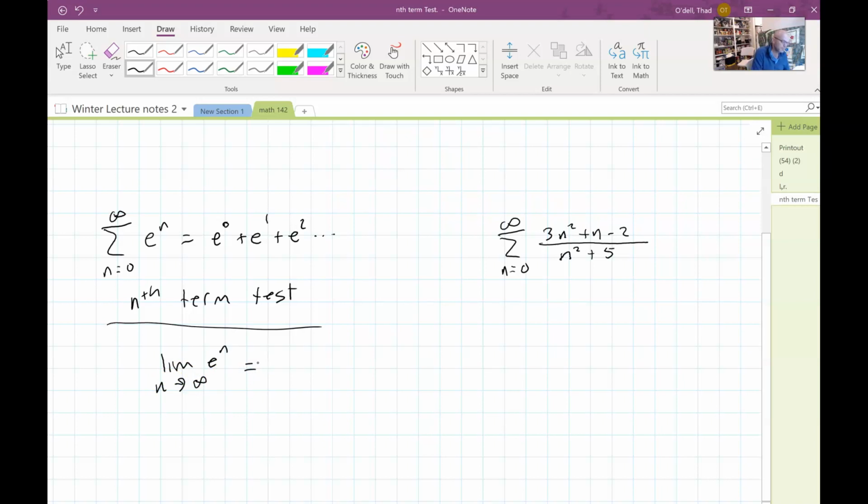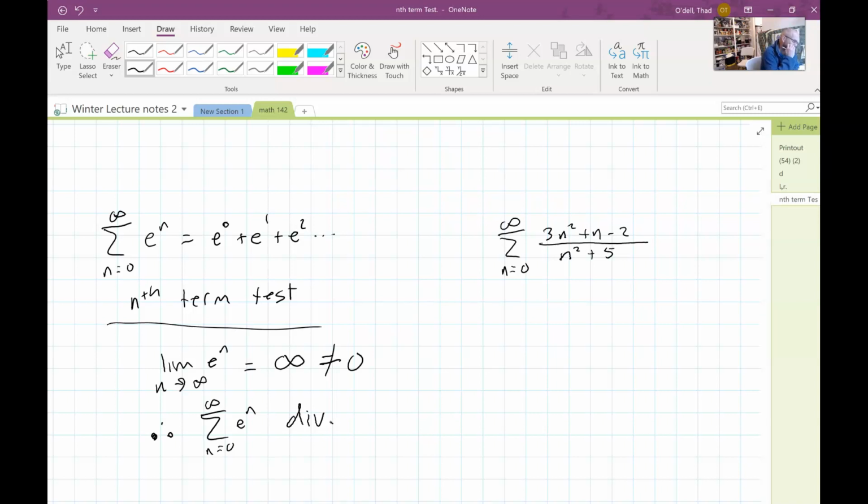As n gets bigger and bigger, so e to the first, e to the second, e to the third, those terms are getting larger and larger. So this thing is actually approaching infinity, isn't it? Then you ask yourself, is infinity equal to 0? No. So you're going to state that this is not equal to 0. Therefore, the series running from 0 to infinity of e to the n is divergent. Okay? Here's another example.